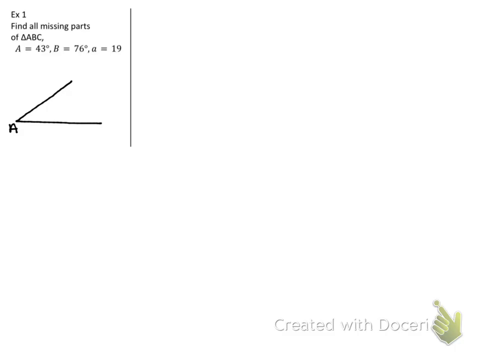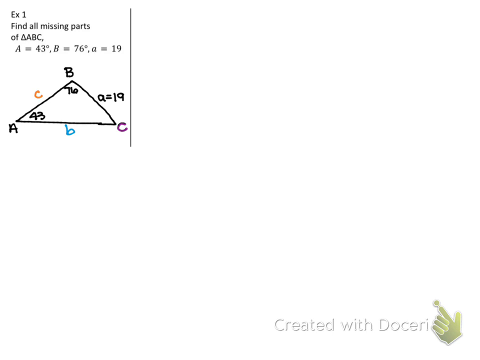So I'm going to put A here. That's 43 degrees. I'm going to put B at the top. That's 76. C, and then I know little a is 19. Okay, so I need to find everything. I need to find all of it. So I need to find lowercase c, and I need to find lowercase b, and I need to find capital C. So all three of those things.